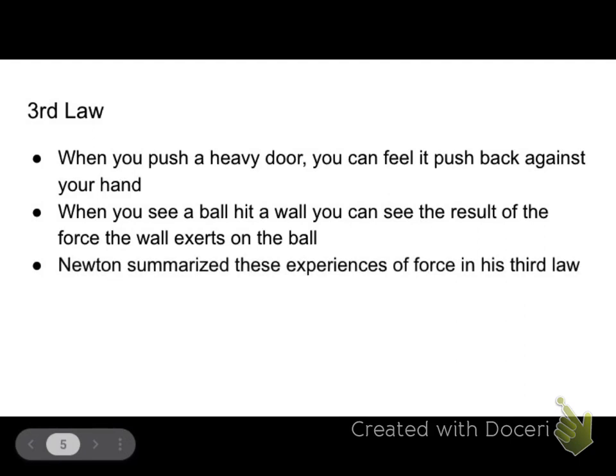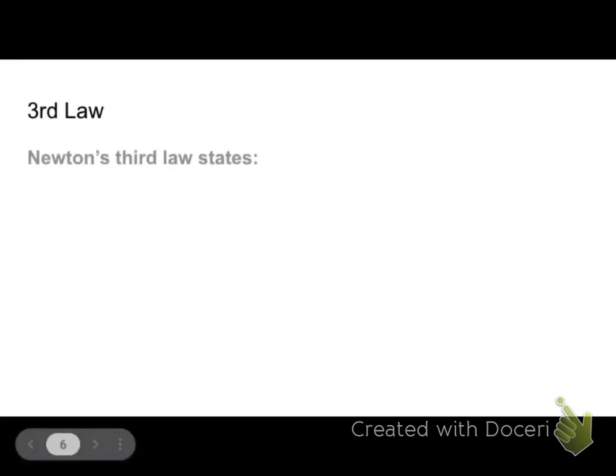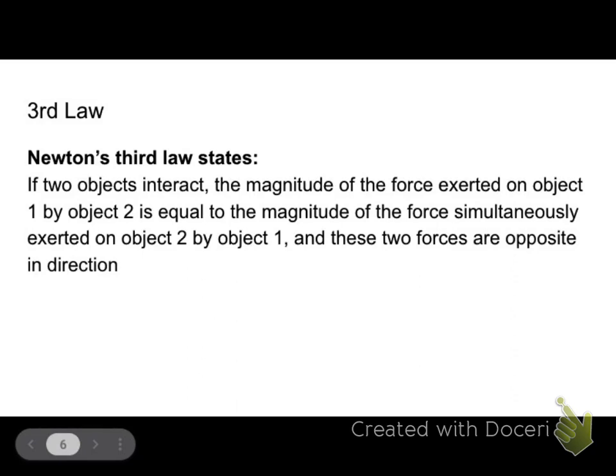Newton took these two everyday experiences, right? The ability to feel objects exerting a force back on you and see objects exerting forces on each other, and he summarized them into what we call his third law. His third law says, if two objects interact, the magnitude of the force exerted on object 1 by object 2 is equal to the magnitude of the force simultaneously exerted on object 2 by object 1. And these two forces are opposite in direction. A lot of words.